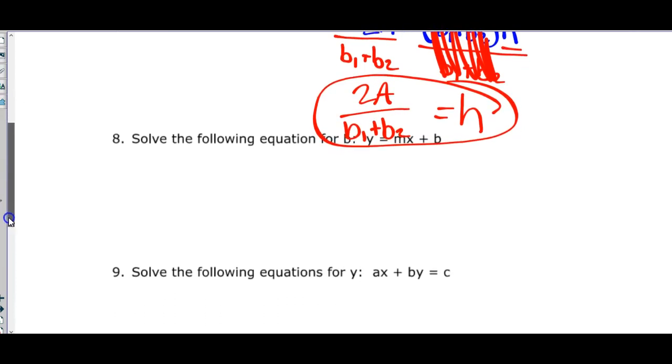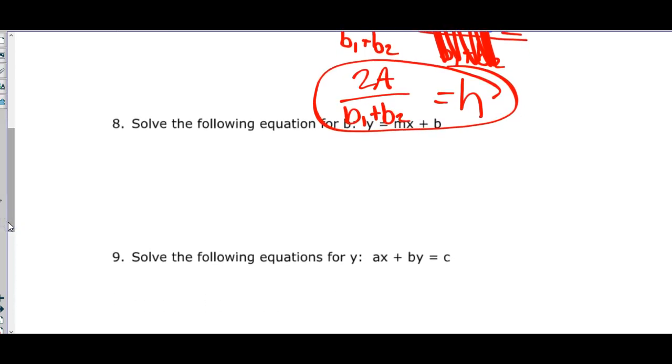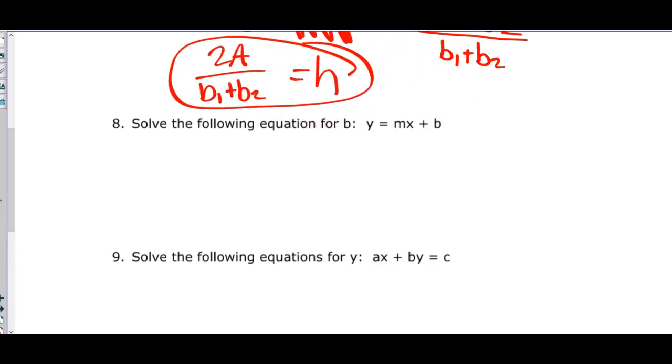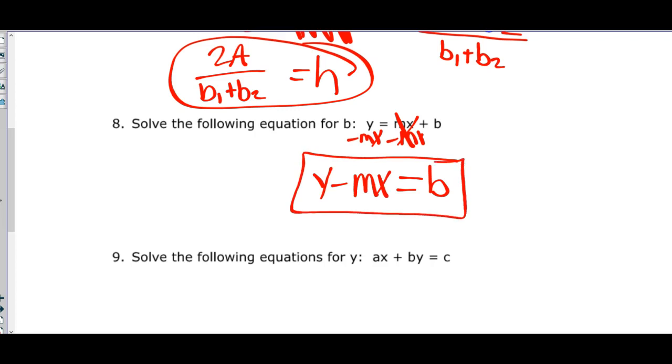Number 8, solve the following equation for b. There we go. Solve for b. Here's my b. What is happening to b? I see that it is being added to mx. All I need to undo is that plus mx. If I minus mx to both sides, mx's go away. B is the only thing left. B equals y minus mx. There's an easy one.